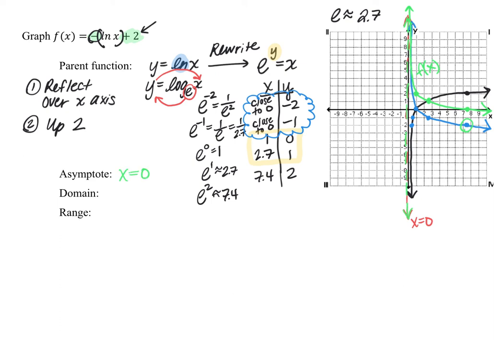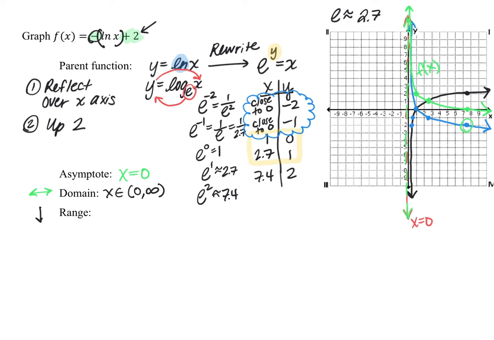The vertical asymptote hasn't changed. Looking at this graph, the domain, remember, is from left to right. We go leftmost to rightmost. And this graph is never going to intersect that vertical asymptote. So our domain will be all of the x values from 0 to infinity. And I'm using a parenthesis on 0 because it's not going to intersect that vertical asymptote.